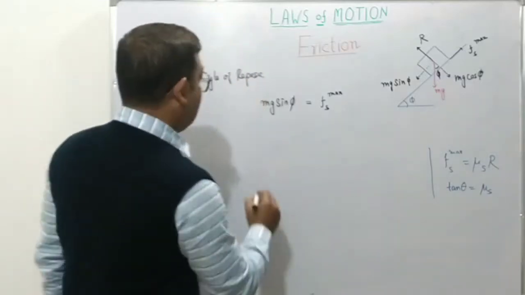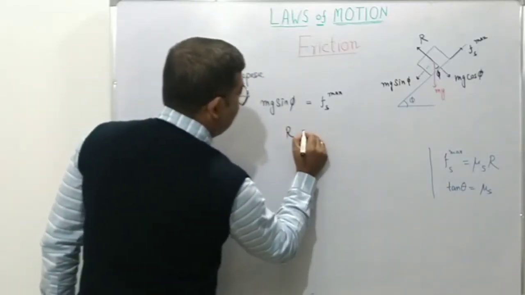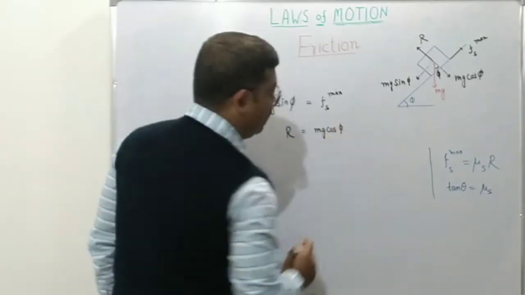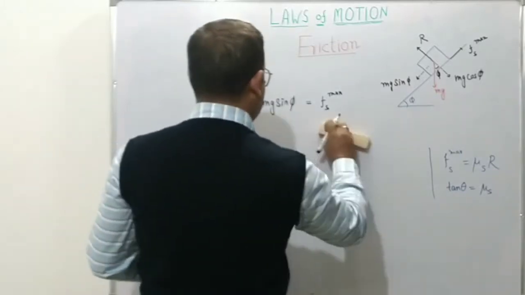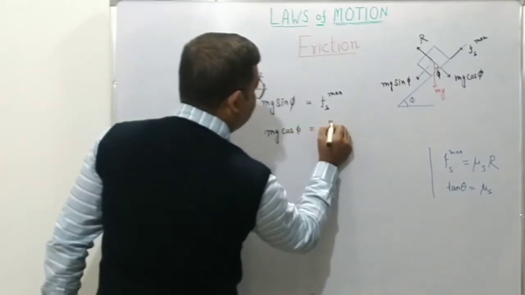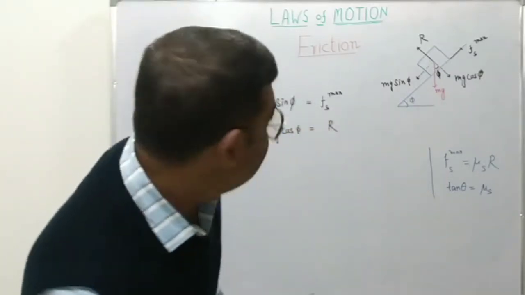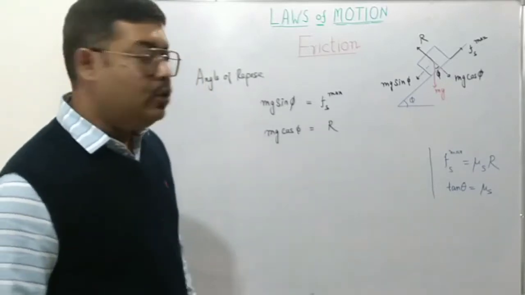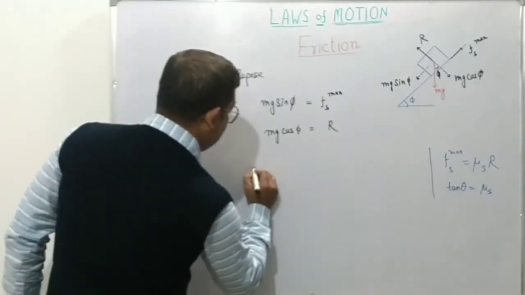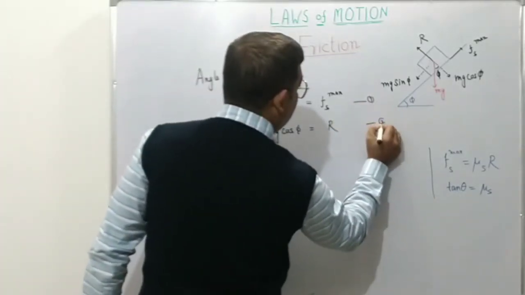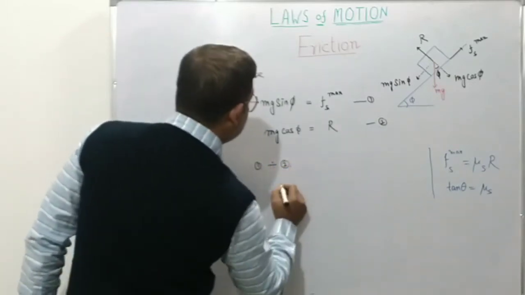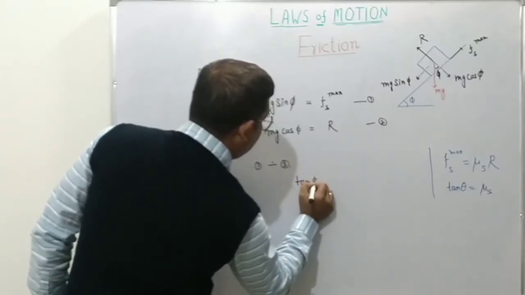Perpendicular to the plane, the normal reaction must balance the mg cos phi. In other words, we can write, for our convenience, that the weight component is balanced by the normal reaction. So if I take the ratio of 1 and 2, that is, if I divide the first equation by the second equation, let's call this 1 and this 2, equation number 1 divided by 2 will give us tan phi.